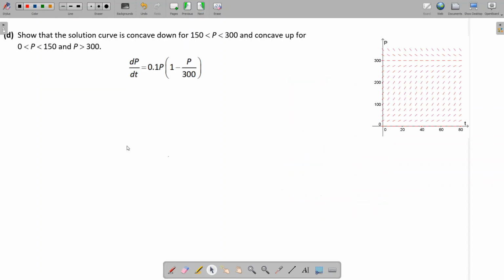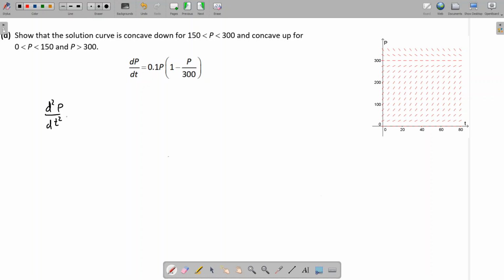Okay, in the final example, it says show that the solution curve is concave down for 150 less than p less than 300, when the population is between 150 and 300, and that it is concave up when the population is between 0 and 150 as well as greater than 300. So concavity, we remember, comes from the second derivative. So we have to do the second derivative, d squared p over dt squared. We're doing the derivative with respect to t of 0.1 p multiplied by 1 minus p over 300.